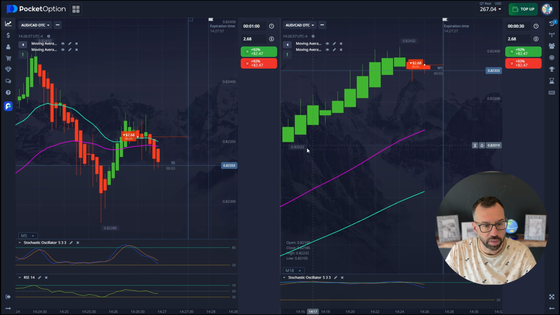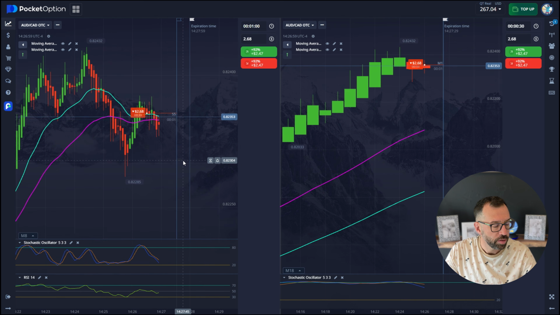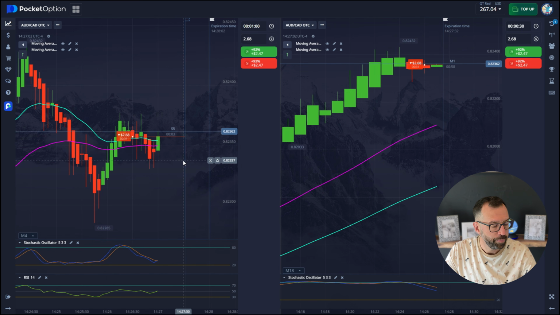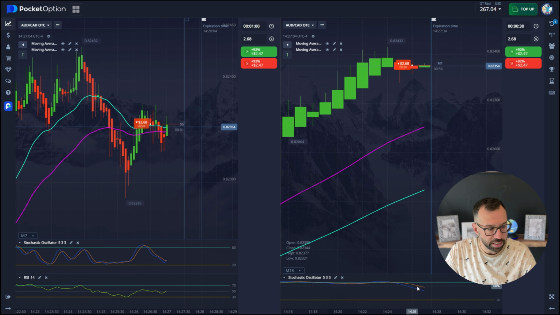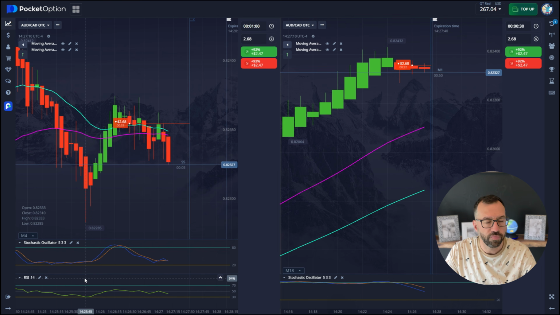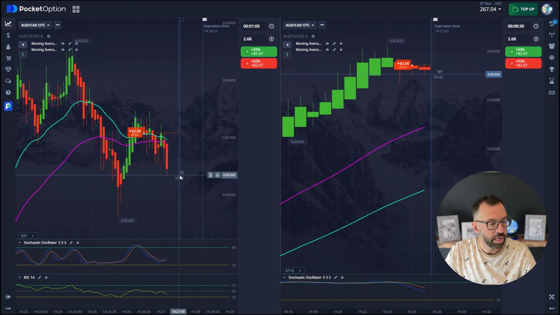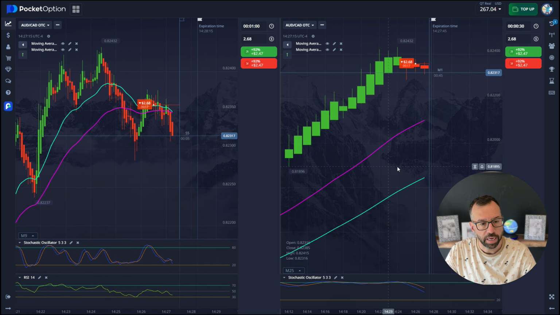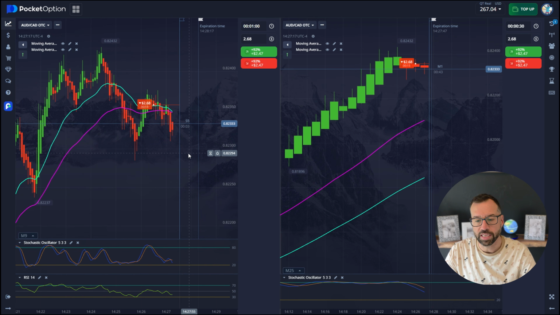So let's zoom in on both of these so we can watch. We got 30 seconds left. Let's see what's happening here. The stochastic oscillator looks good for both. And I got the RSI over here as just another form of confirmation on this side of the chart. So again, it's looking good. We got 15 seconds left.